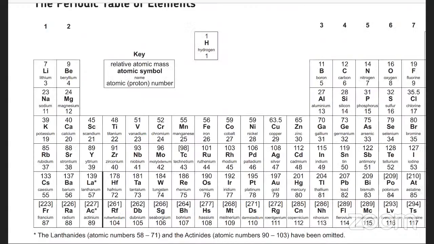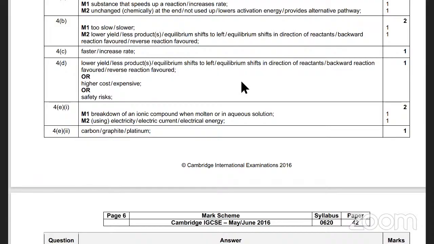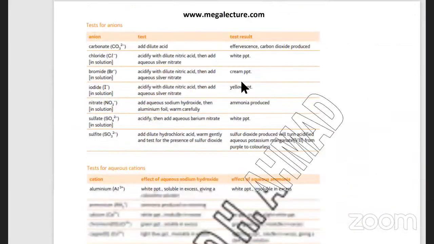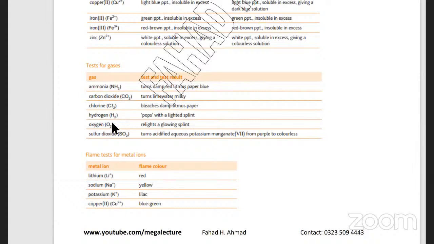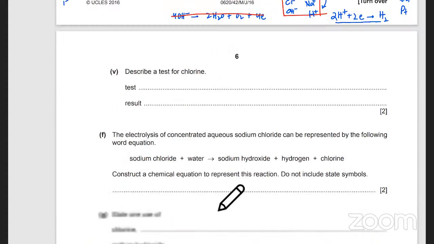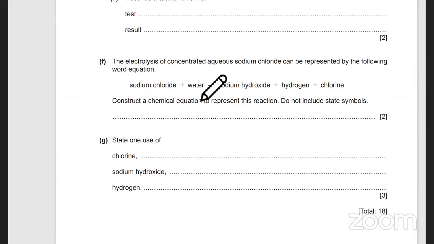It's also in my data sheet. The test for chlorine gas: it bleaches damp litmus paper, that's it. The electrolysis of concentrated aqueous NaCl can be represented by the following word equation. Construct a chemical equation to represent this reaction, do not include state symbols.